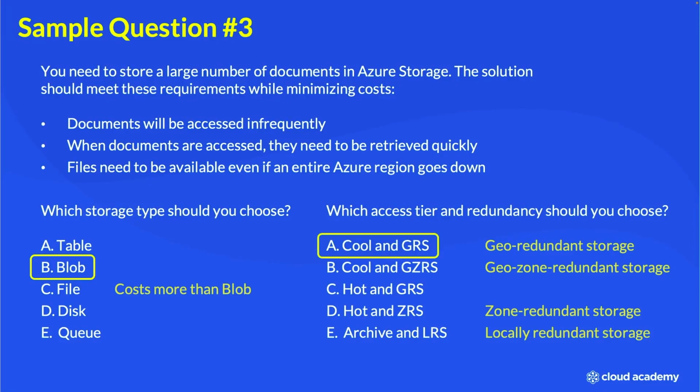So the answer is A, cool and GRS. So there's quite a bit to know in this question, but assuming you know what each of these terms means, then you can break things down and come up with the right answer without too much trouble.